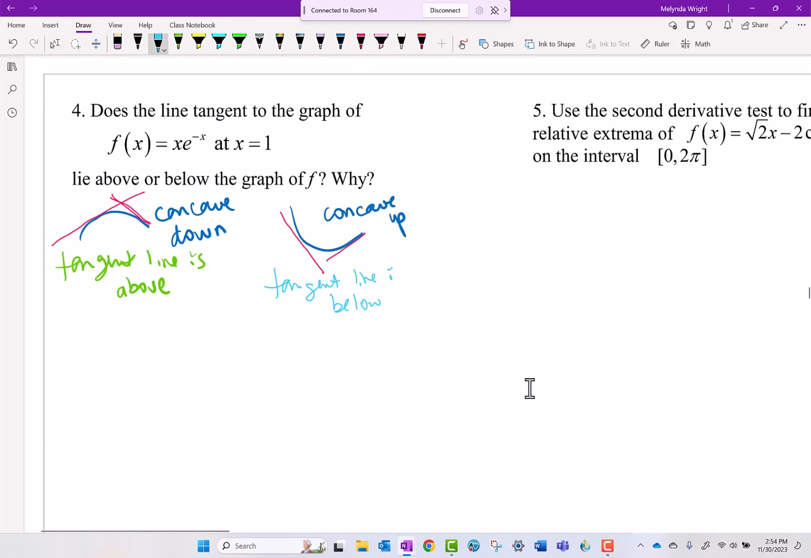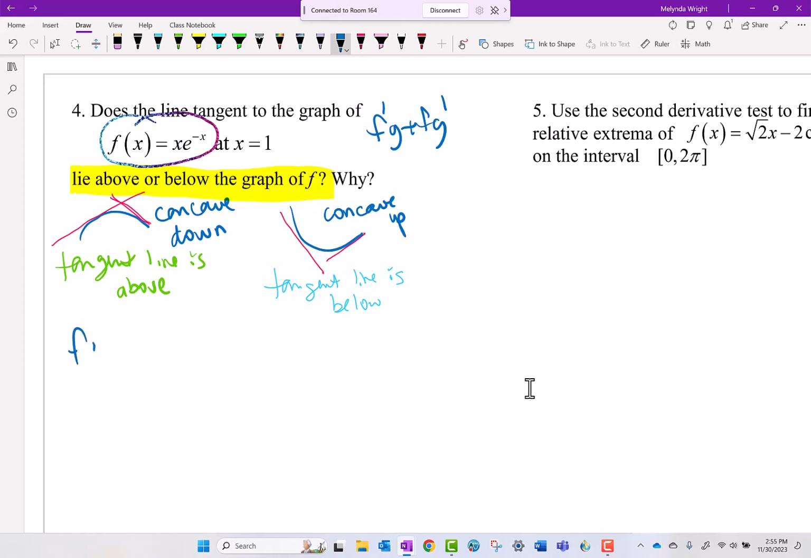All right, so how are we going to answer this question? Does the graph lie above or below the tangent line? Well, we're going to have to find out the sign of f double prime. So that means we're going to have to find the first derivative, then the second derivative. Okay, I want you to look at this. Tell me, what derivative rule am I going to use to take that derivative? Product rule. I'm going to use the product rule, which is f'g plus fg', first things first, second things second.